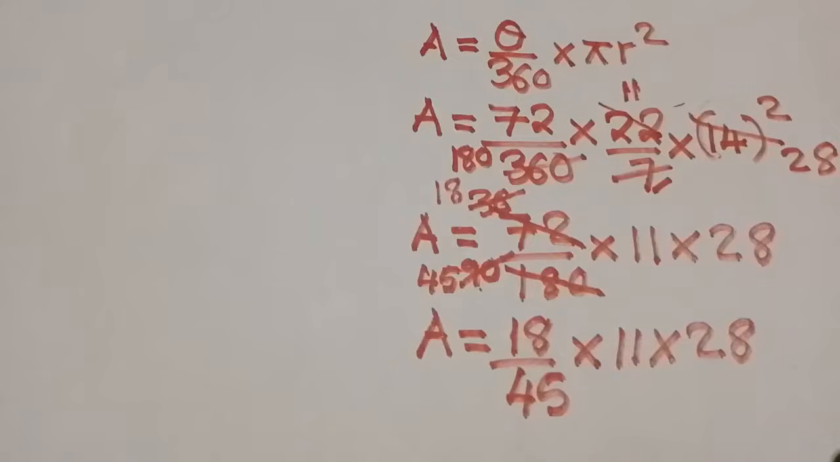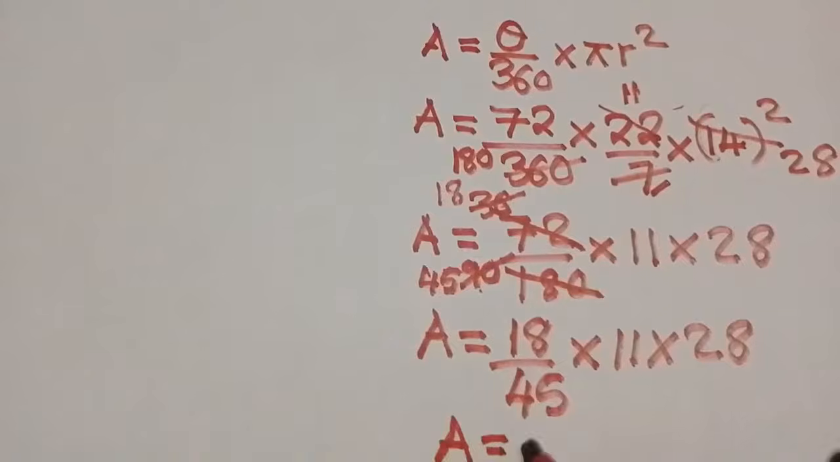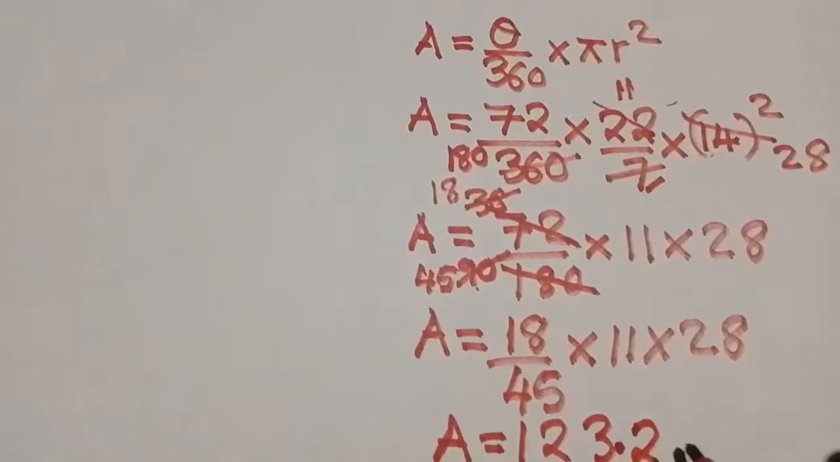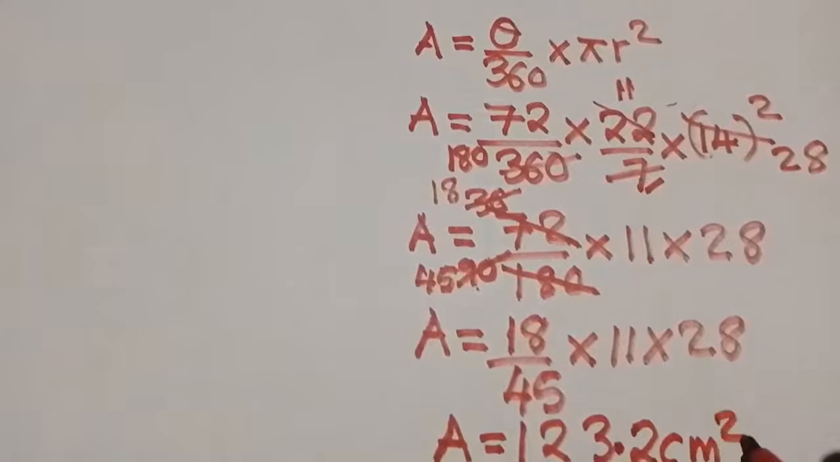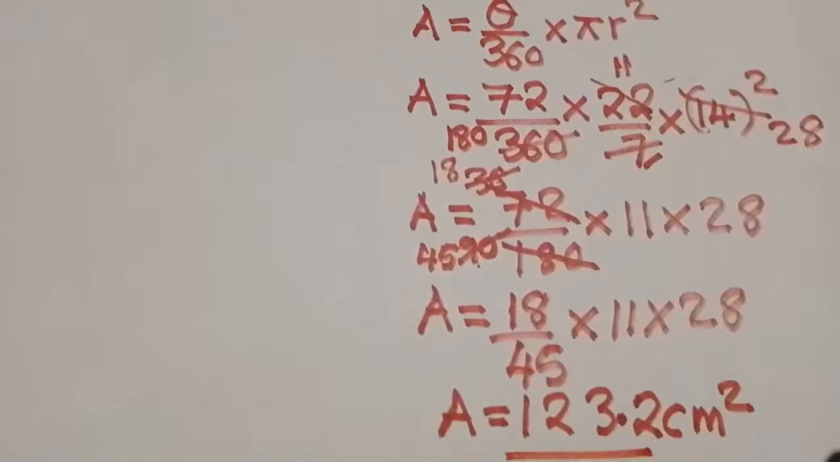So you can check out this. It is 123.2. So area of a sector is equal to 123.2. Have you seen? So they are in centimeters, so we use centimeters squared. So this is the area of a sector. So this is how you calculate the area of a sector.